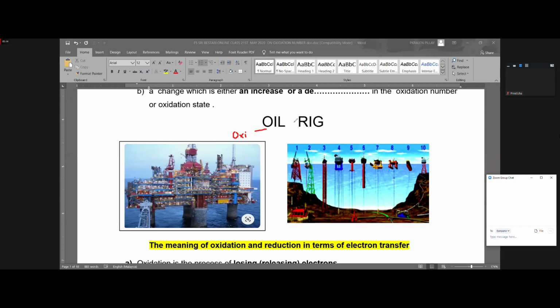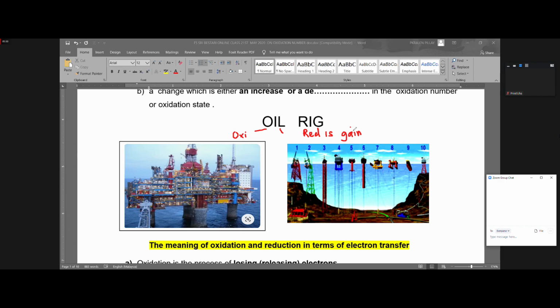You're not learning about oil. We're learning about oxidation, but I just use a short form to remember. Oxidation is loss. Here you write down loss. You lose electrons. And then I space it out. Rig means reduction. You put the word reduction, R-E-D. Rig here. Reduction, in detail, reduction is gain. Reduction is gain of electrons. Oxidation, you lose electrons. So you have to remember that.